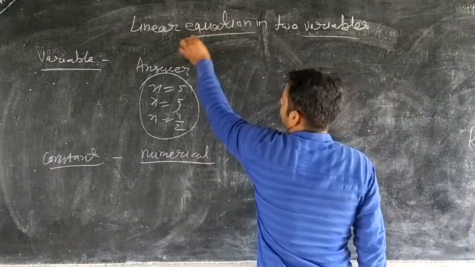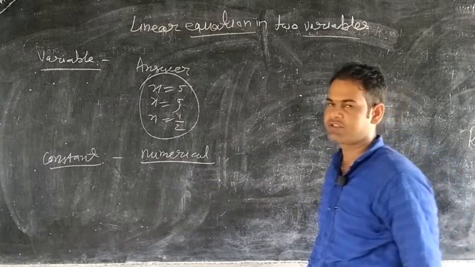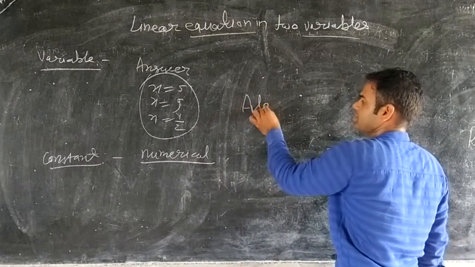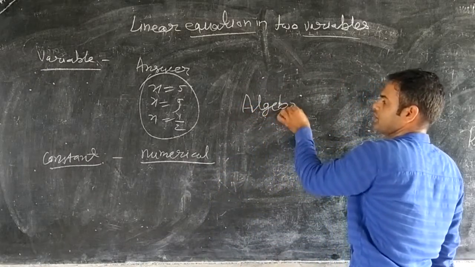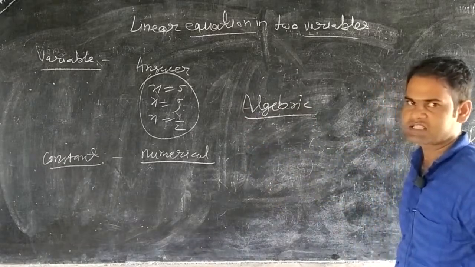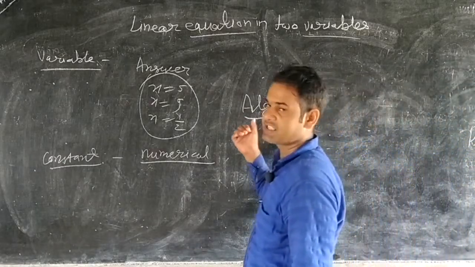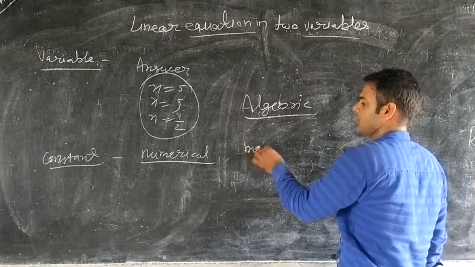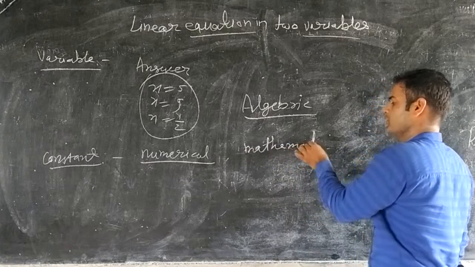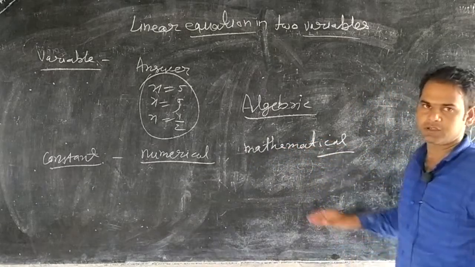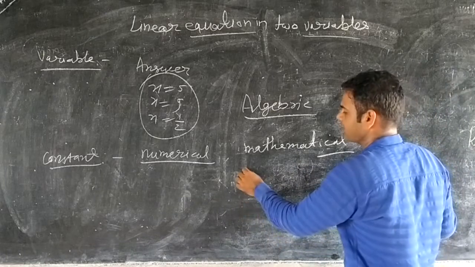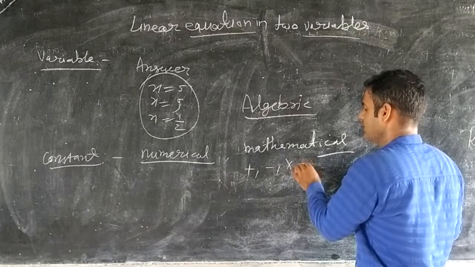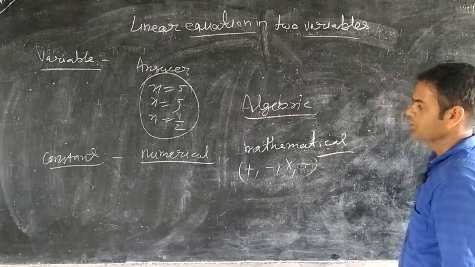Okay. After this we discuss the equation. Before the equation, we discuss the algebraic expression. What is an algebraic expression? An algebraic expression is described by the usage of mathematical operations. What is a mathematical operation? First we study the mathematical operation. A mathematical operation is plus, minus, multiply and divide. All are mathematical operations. Okay.